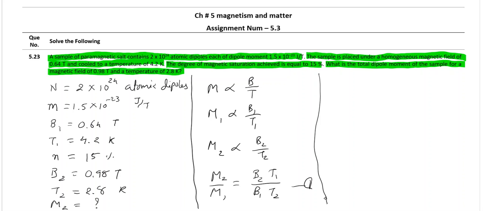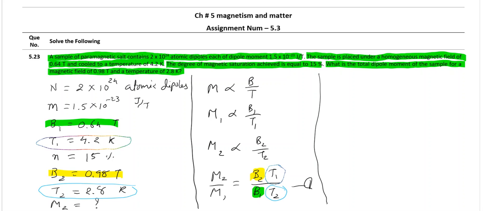And let us check if we have all the quantities available. Do we have B1? Yes, B1 is given. Do we have B2? Yes, B2 is also available. What about T1? T1 is also given, 4.2 Kelvin. What about T2? T2 is also given, 2.8 Kelvin. So if I want M2, what I should have is M1. M1 is not given. What is M1? M1 is the magnetization when we have 0.64 Tesla field applied at 4.2 Kelvin. So how do I find out M1?